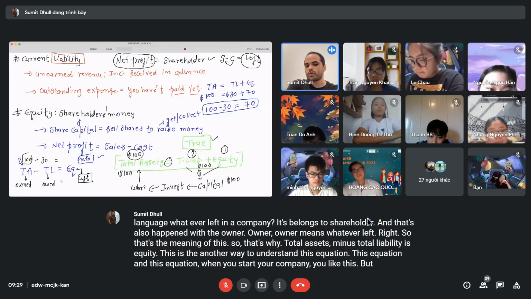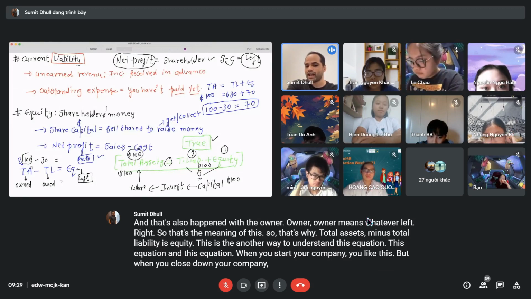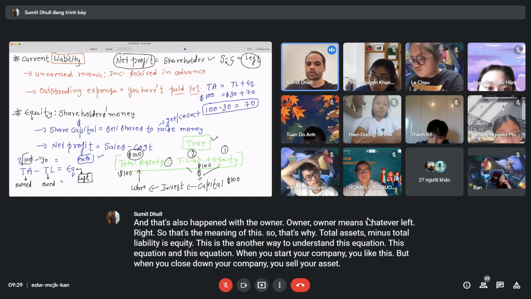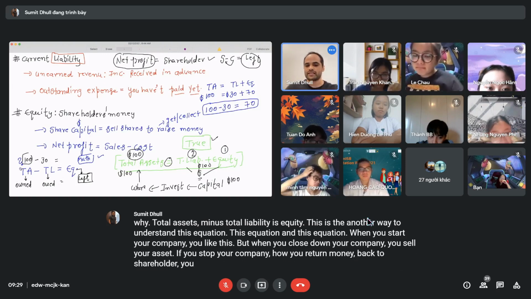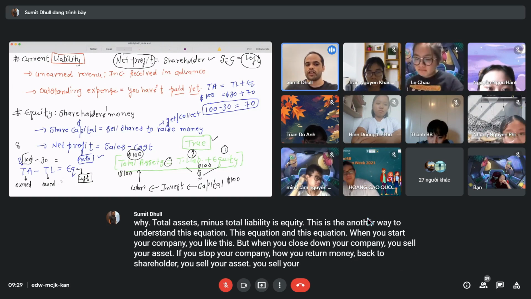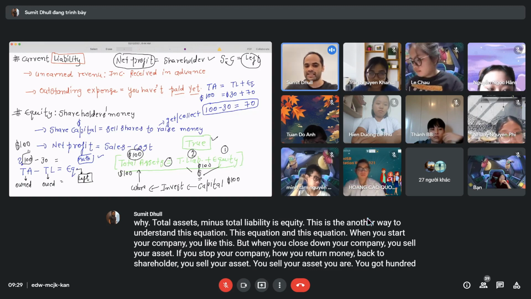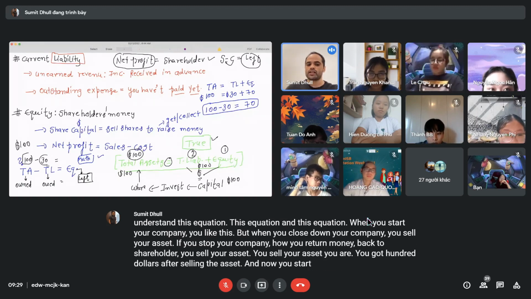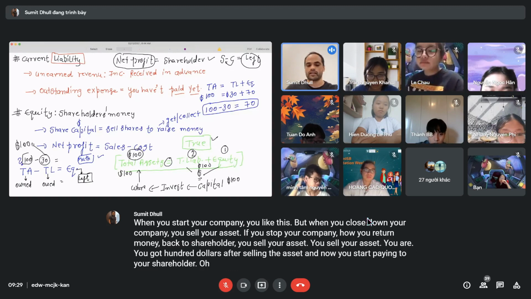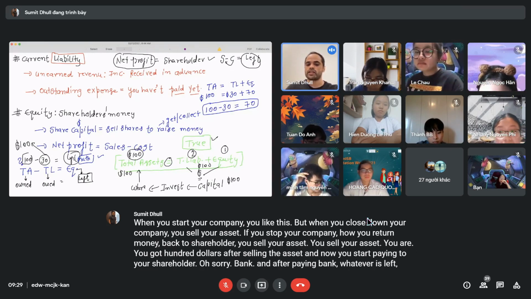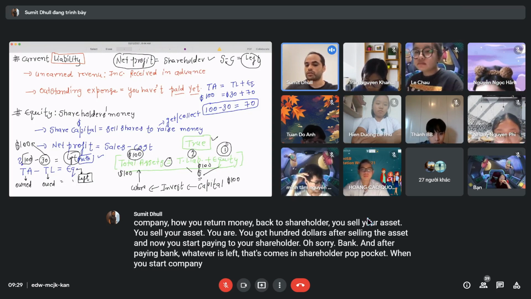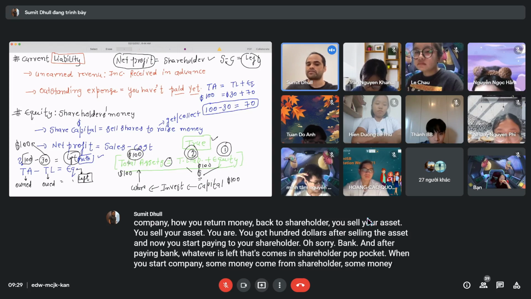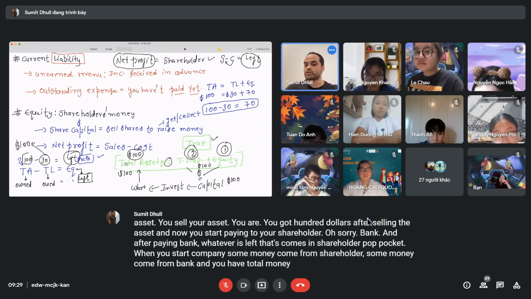But when you close down your company, you sell your assets. If you stop your company, how do you return money back to the shareholder? You sell your assets. You got $100 after selling the assets, and now you start paying, oh sorry, the bank. And after paying the bank, whatever is left comes into the shareholder's pocket. When you start a company, some money comes from the shareholder, some money comes from the bank, and you have total money to invest. So you start your business.